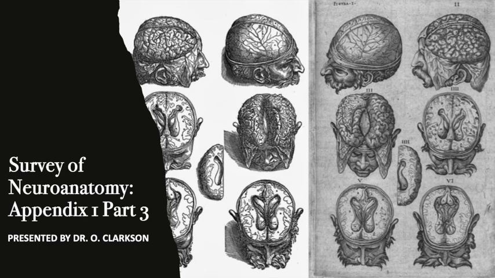Awesome. Looks like most of you got this correct. Processing perception of both somesthetic and proprioceptive input from the contralateral side of the body. So primary somatosensory cortex. Excellent.